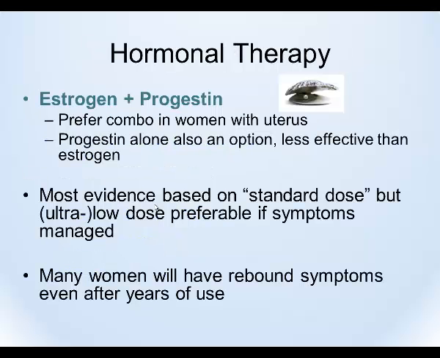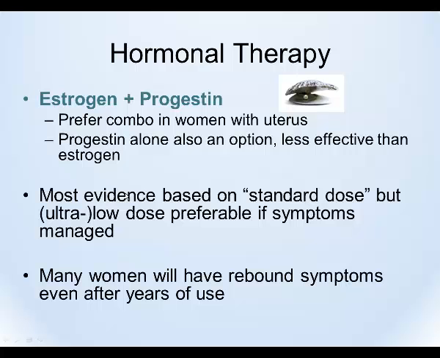So in terms of hormonal therapy, it's preferred to give combination therapy. You guys all know why. I won't even ask you. Progestin alone is actually an option if somebody has an absolute contraindication to estrogen. It's not as effective as estrogen-containing combinations. The general rule that you guys know is to go with the lowest dose for the shortest period of time. There's no real specific evidence that low dose is better compared to standard dose, but it's thought to be less effective. And many women will have rebound symptoms.